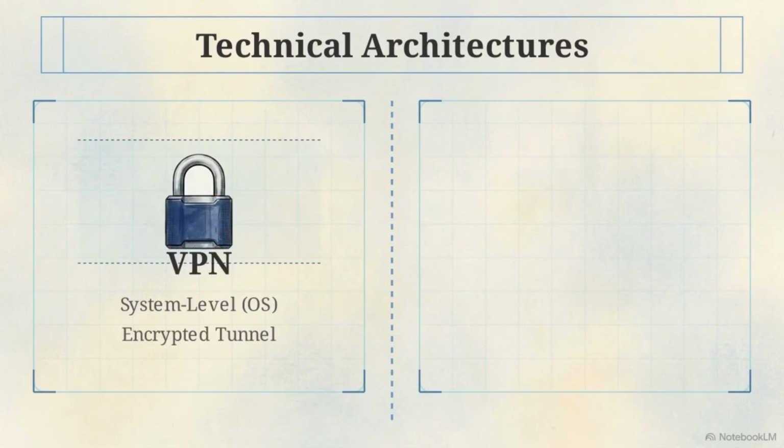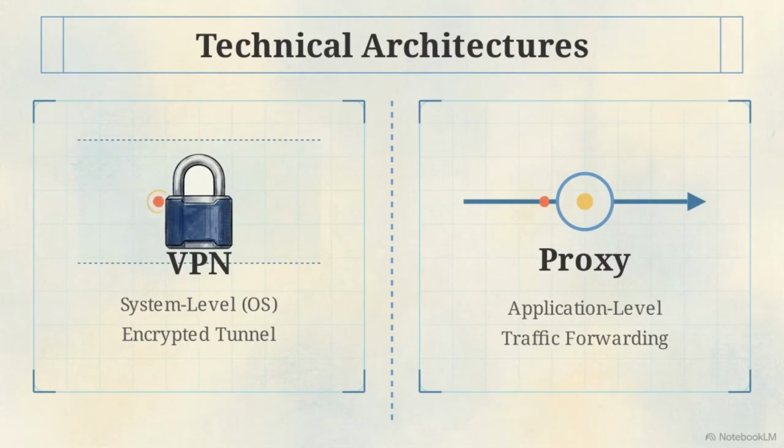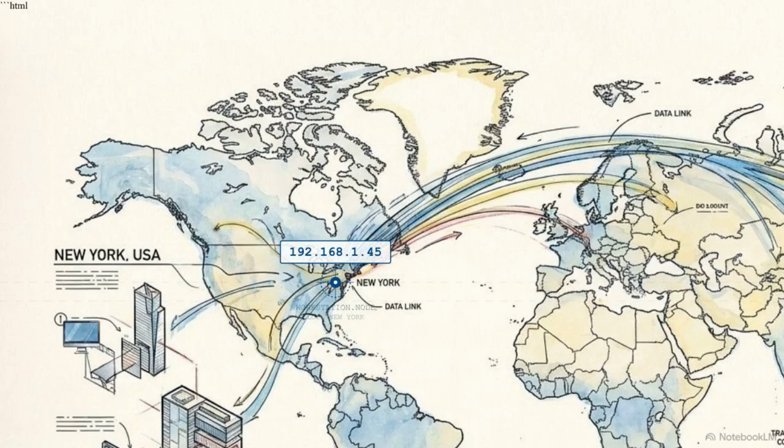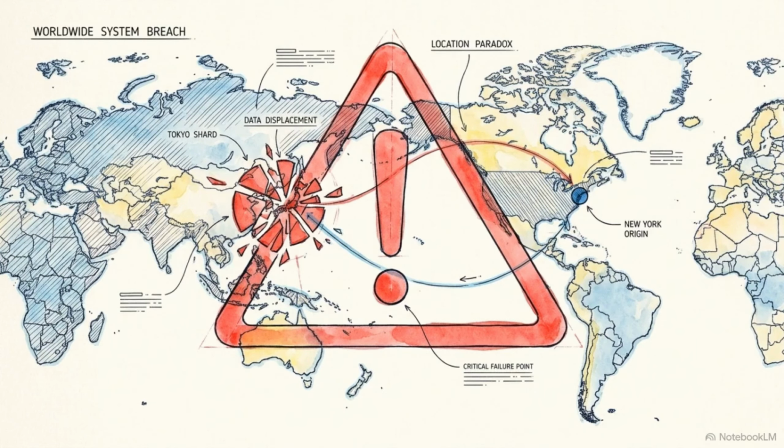Today we are unpacking the technical architectures of VPNs and proxies to understand exactly how they differ. It is easy to assume these tools are interchangeable. Both can hide your IP address and make it look like you're connecting from a completely different location. But treating them as identical solutions is a significant security vulnerability.